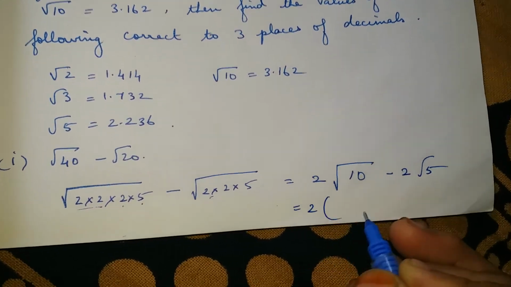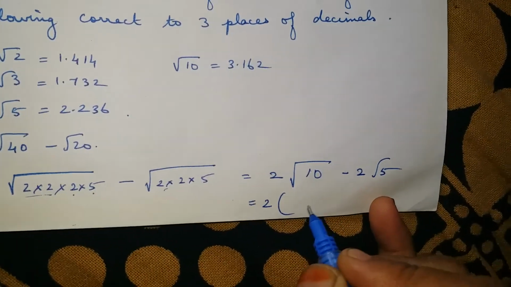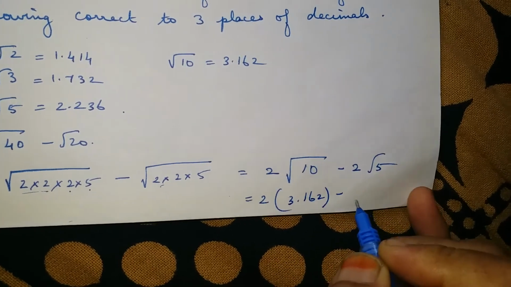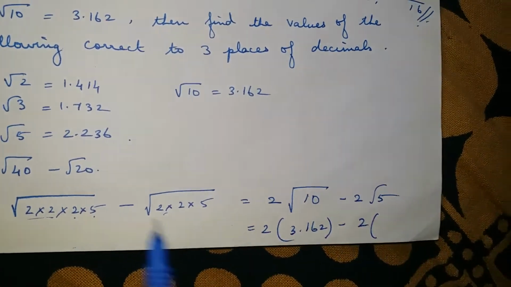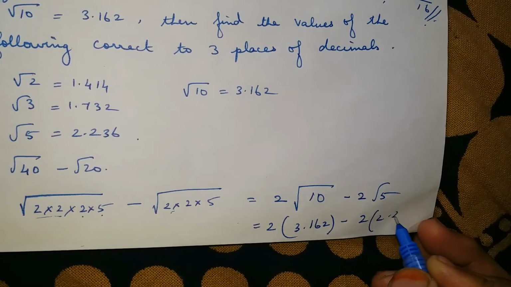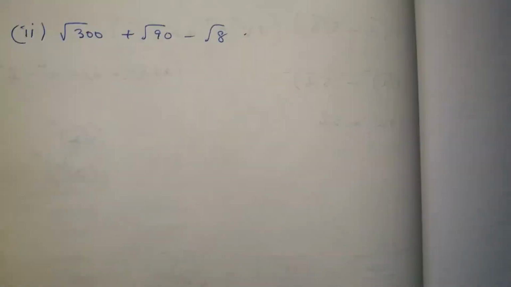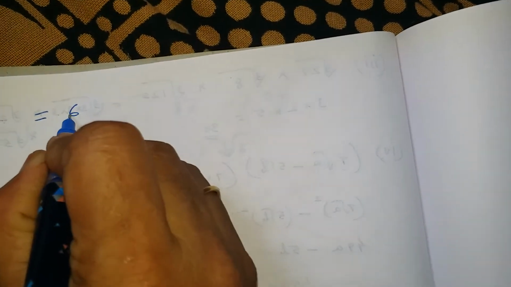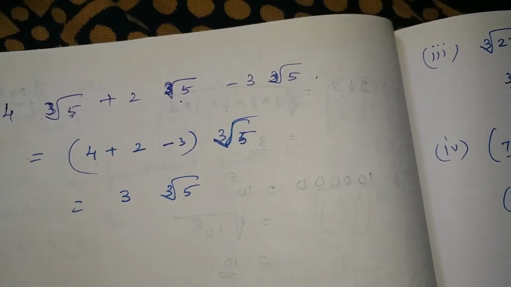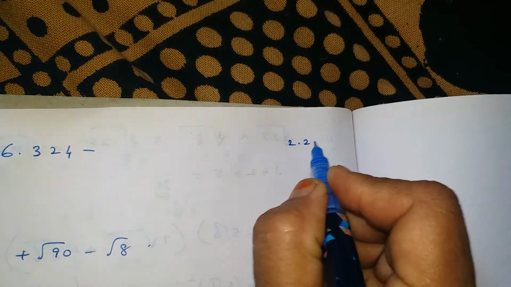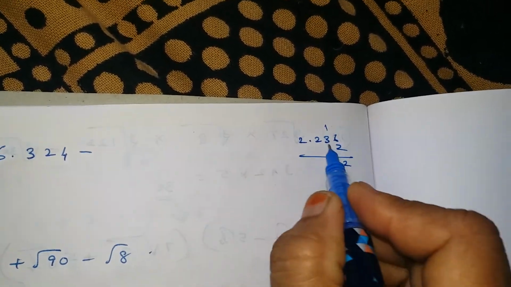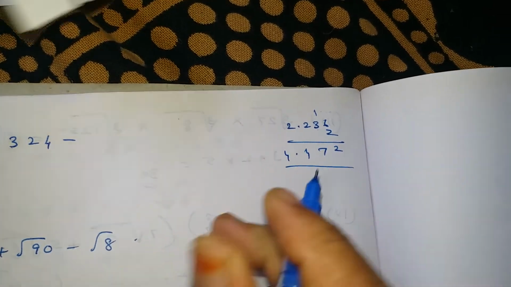So, it is equal to 2 into, root 10 value is given as what? 3.162, minus 2 into root 5 value is 2.236. Given values have to be substituted here. So, it is equal to, you multiply 2 into 3.162. 2 into 3.162 will give you 6.324, minus 2 into 2.236, multiply 2.236 into 2, that is 4.472.